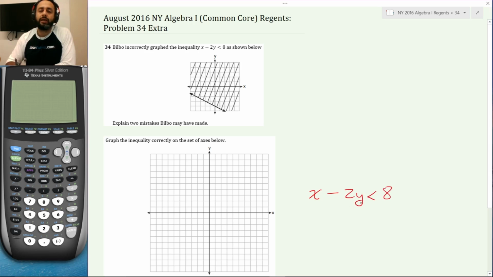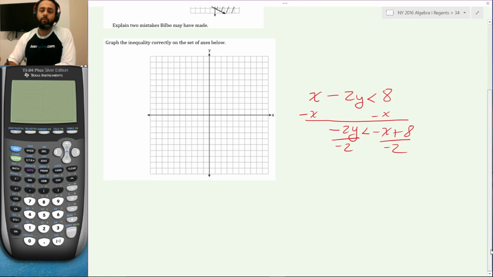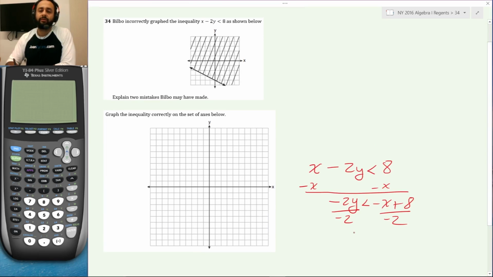So I'm trying to isolate the y, so I subtract x. So negative 2y is less than negative x plus 8. Then I divide by negative 2. And I remember that one thing that happens when I divide by a negative number is that the inequality changes direction. So y is greater than negative x over negative 2, which is 1/2 x, and 8 divided by negative 2 is minus 4.